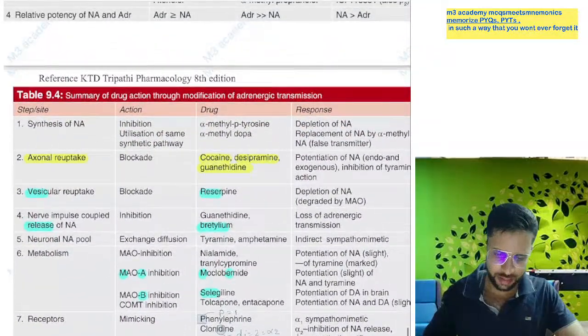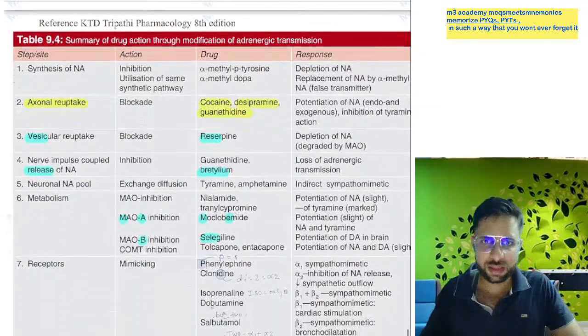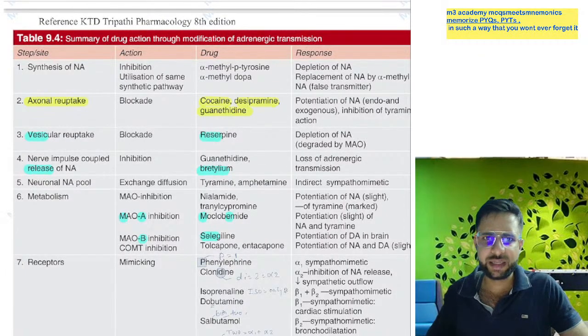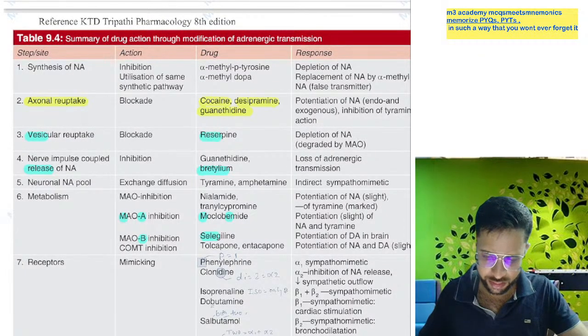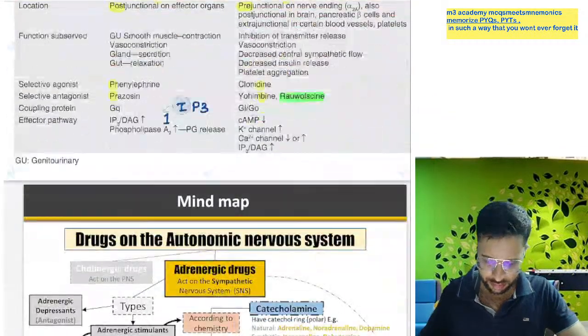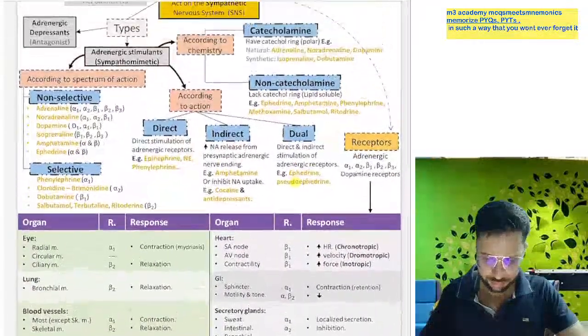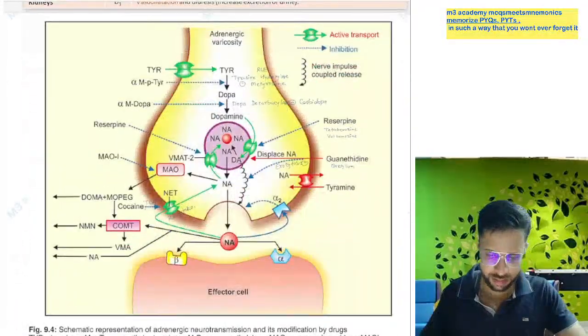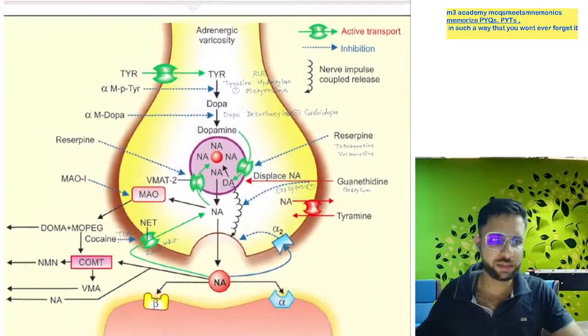Next, this slide is again taken from Katzung. The summary of the drugs acting through adrenergic transmission. You can easily see in this picture how transmission is happening here.